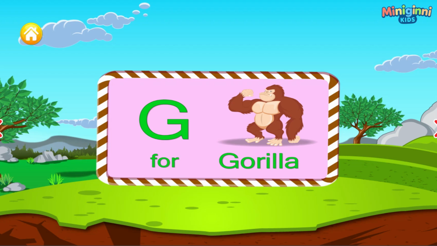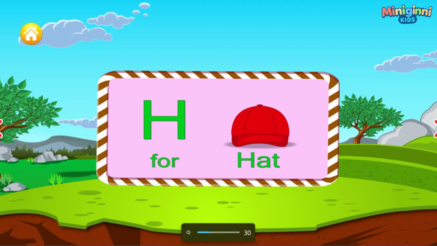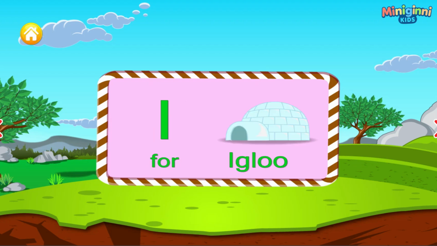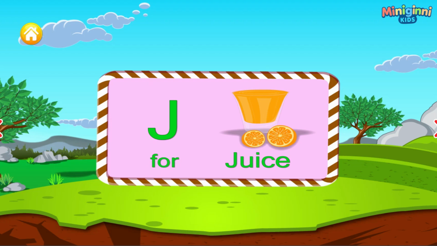Gorilla. H is for hat. Hat. I is for igloo. Igloo. J is for juice.